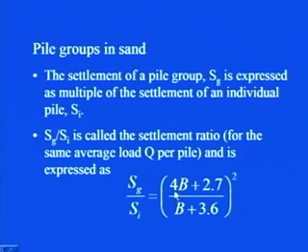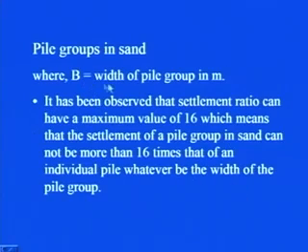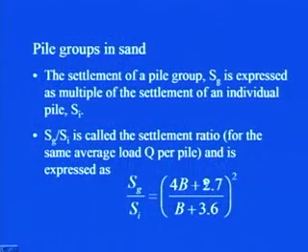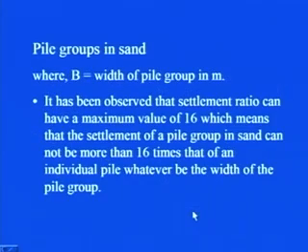This is expressed as (4b plus 2.7) by (b plus 3.6) whole square, where b is the width of the pile group in meters. As I told you, Skempton has given this from his experience, which he got by conducting various tests on driven piles. So this particular expression is an empirical one. You have to be careful about the unit: b is in meters. These are all empirical parameters that have been obtained by Skempton.